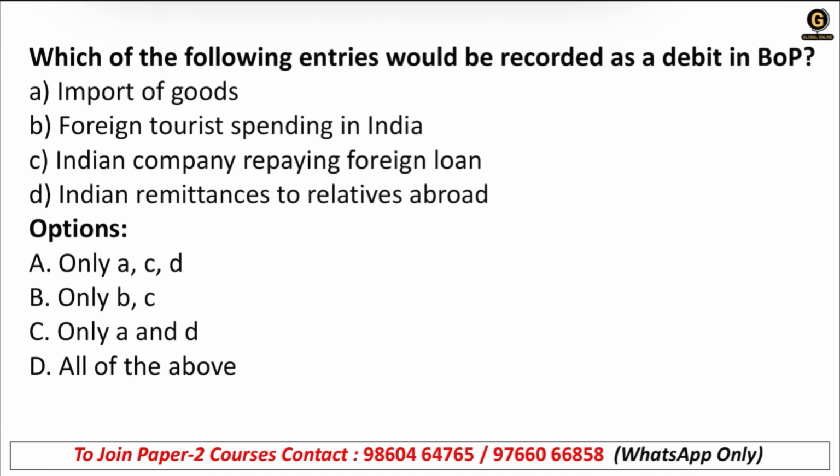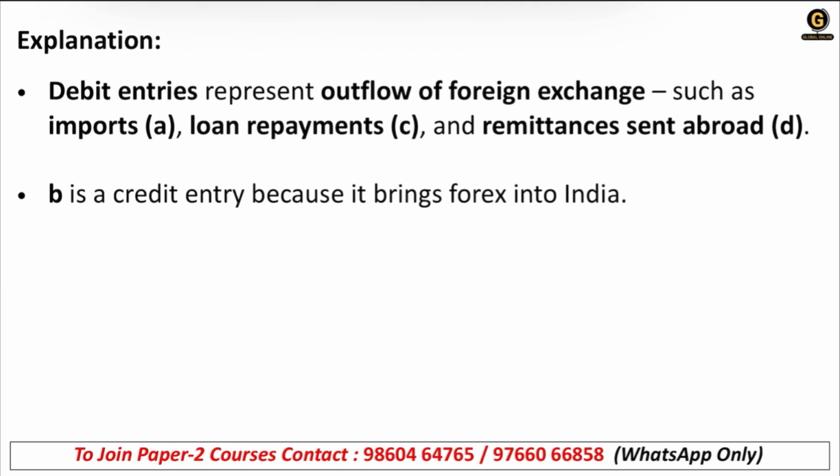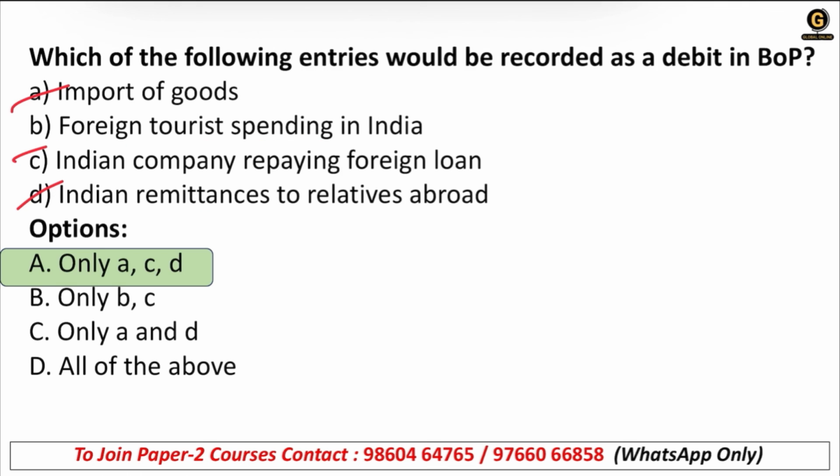Next, which of the following entries would be recorded as a debit in BOP? A, import of goods. B, foreign tourist spending in India. C, Indian company repaying foreign loans. D, Indian remittances to relatives abroad. Right answer is option A, that means A, C, and D. Debit entries represent outflows of foreign exchange, such as imports, loan repayment, remittances sent abroad. B is a credit entry because it brings forex in. It is an inflow. That is why.